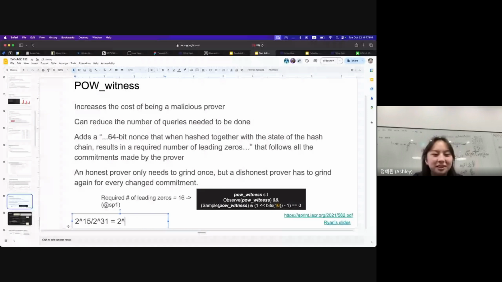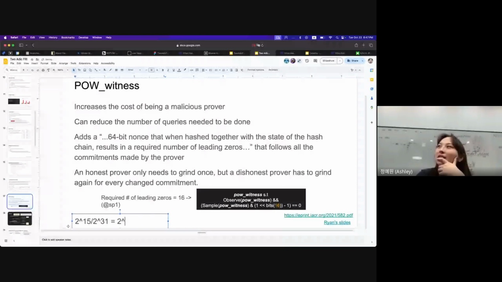So this pretty much means that an honest prover only needs to create this 64-bit nonce that when hashed together with everything creates the number of zeros once, but a dishonest prover has to keep on creating this nonce every time a commit is changed. So it's just way more taxing for a malicious prover.